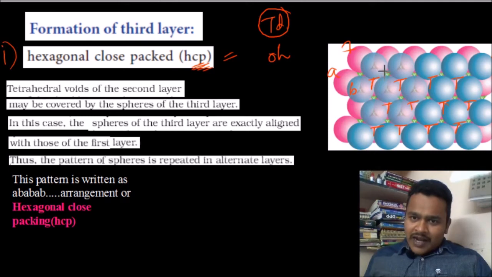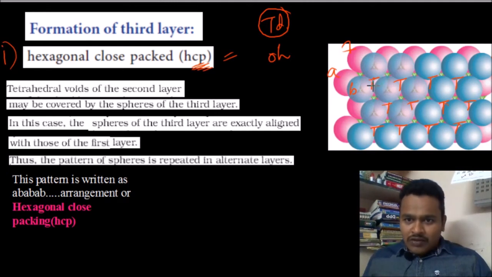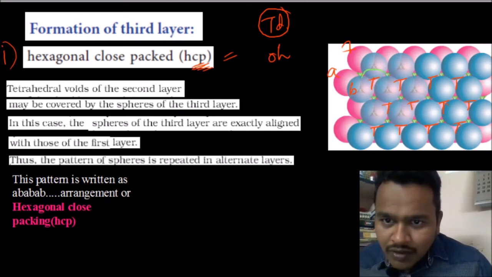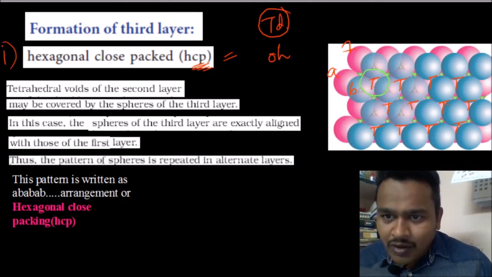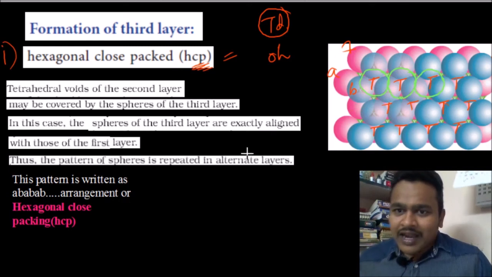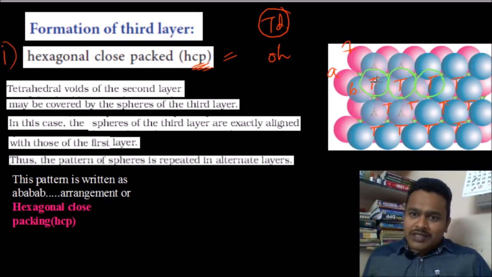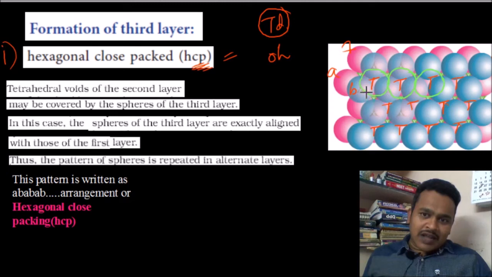Observe everybody, on tetrahedral here I have to place one sphere. Observe everybody, the green one. I am going to mark the green one. On this tetrahedral I am going to place one sphere. Here one sphere I am going to arrange as a third layer sphere. Again here one more as a third layer. Here one more. Like this you observe the third layer sphere and first layer sphere, exactly one is above the other. See, exactly coincide.